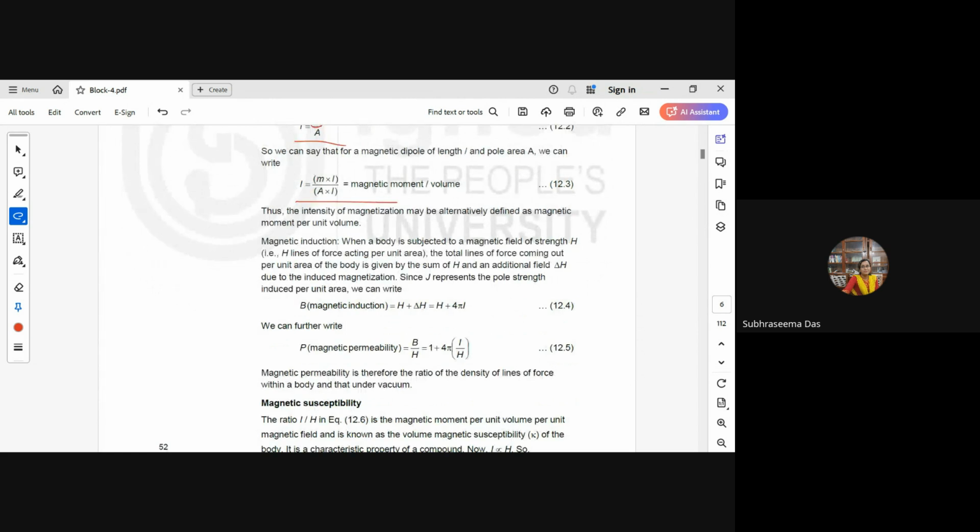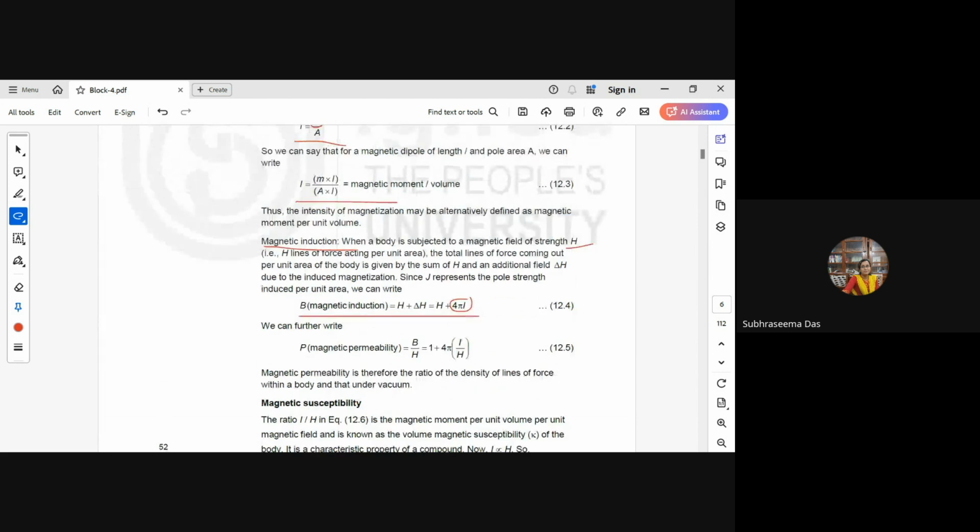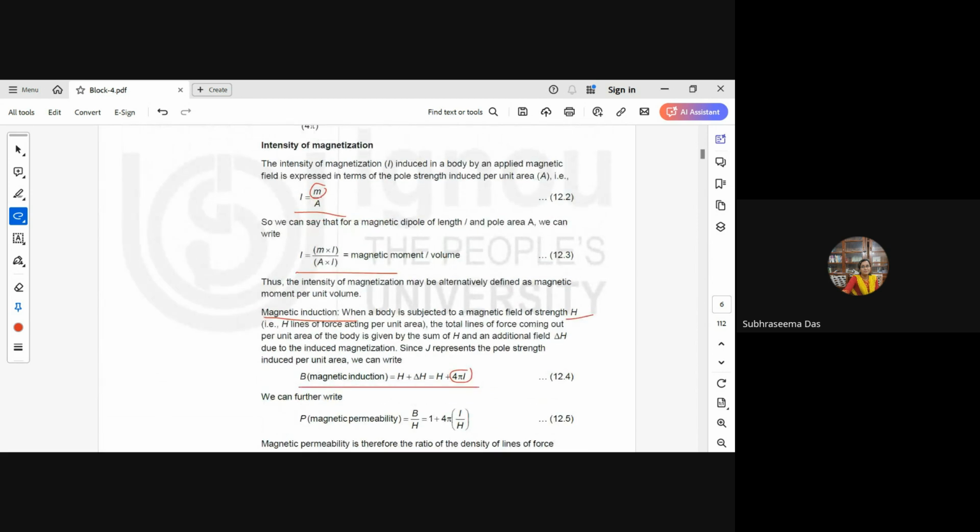Then the next term is called magnetic induction. When we subject a body to a magnetic field which has a strength of H, where H indicates the force that acts per unit area, then the total lines of force coming out per unit area of the body is given as H plus delta H. So we can write magnetic induction B is equal to H plus delta H, where delta H can be represented as 4 pi I, and here I represents the intensity of magnetization, which is magnetic moment by volume.